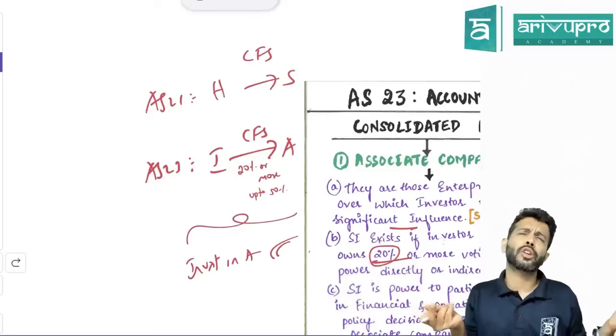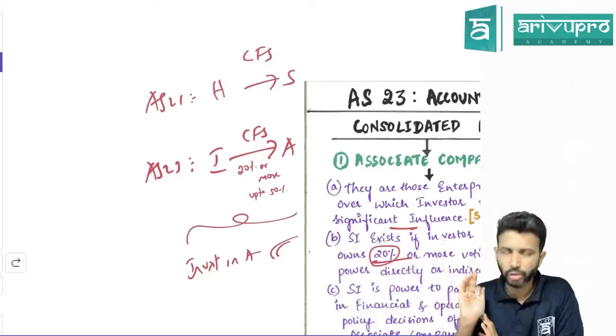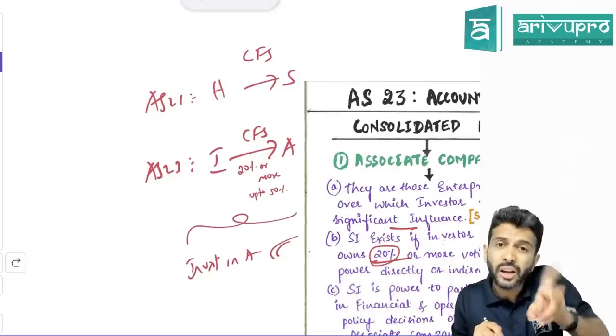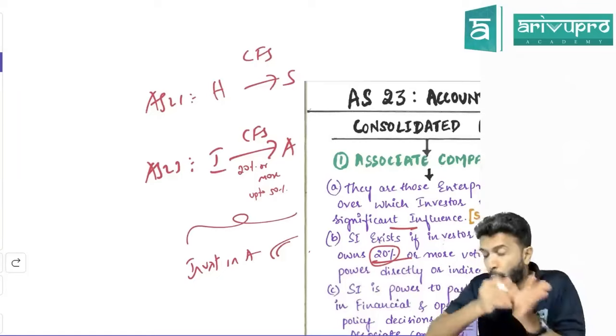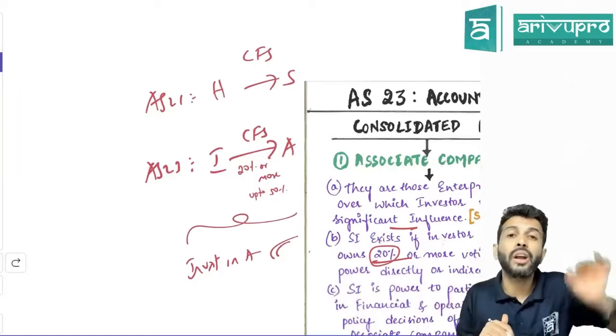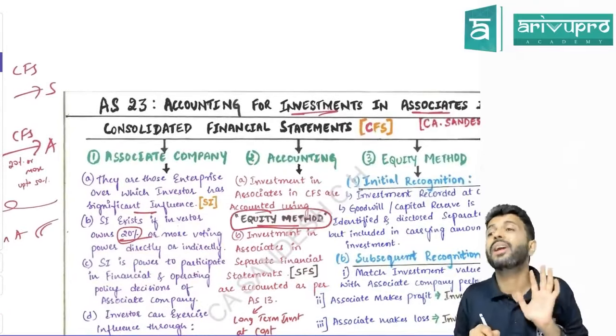So what is this consolidation? It was very easy, sir. Not easy, there are some dramas here also. This investment you have to show in the CFS, meaning the consolidated financial statement. At what value will this investment come? For that, we use a particular method called the equity method.